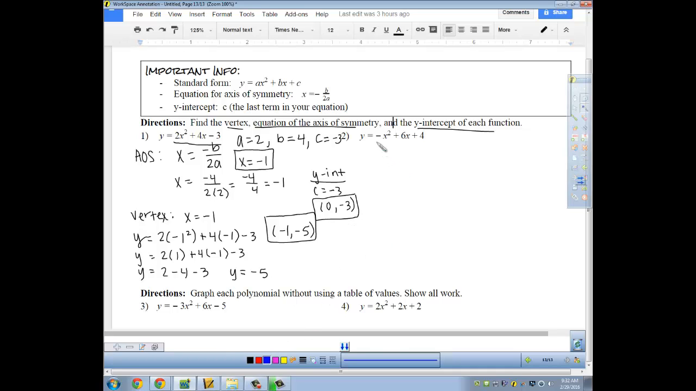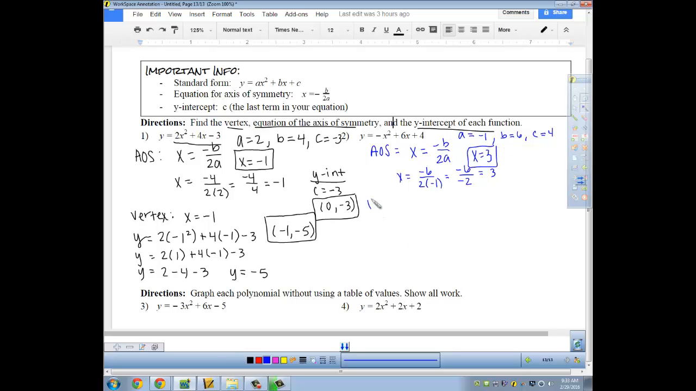For number 2, doing the same thing, so you've got axis of symmetry. So again, I'm using x equals negative b over 2a. Here, my a equals negative 1, b is 6, and c would be 4. So negative b, so negative 6 over 2 times a was negative 1. So negative 6 over 2 times negative 1 is negative 2. Negative 6 over negative 2 is 3. So my axis of symmetry is x equals 3.